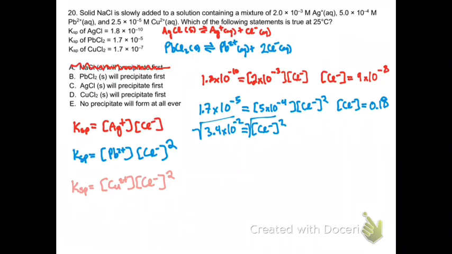All right, so now let's do this for the last one. So our K value is 1.7 times 10 to the negative 7th.